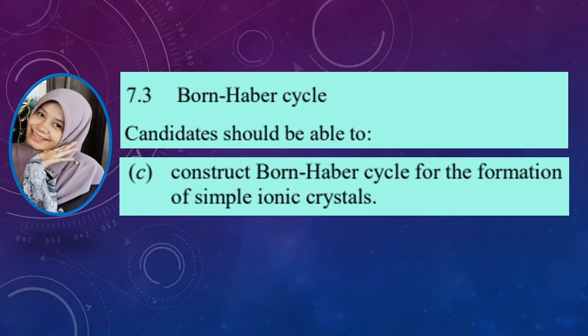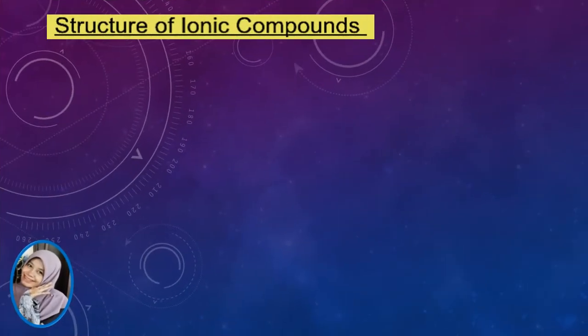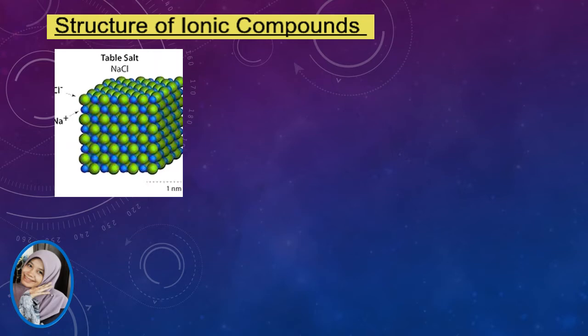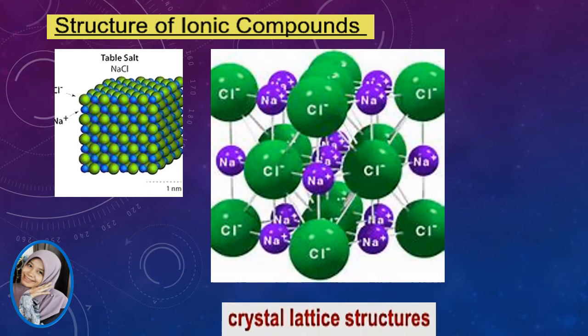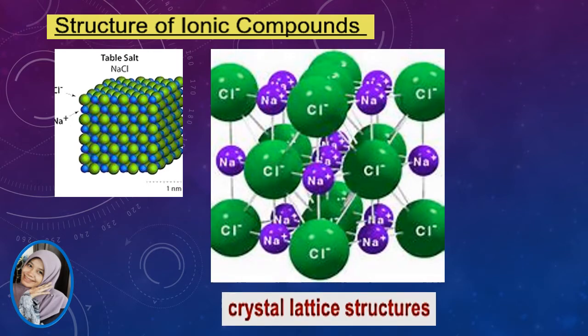Okay guys, at the end of this video, you should be able to construct Born-Haber cycle for the formation of simple ionic crystal. An ionic compound is made up of charged particles called ions. It has a giant lattice structure with strong electrostatic forces of attraction. Example, in a lattice structure of sodium chloride, sodium and chloride ions are arranged in an orderly manner.